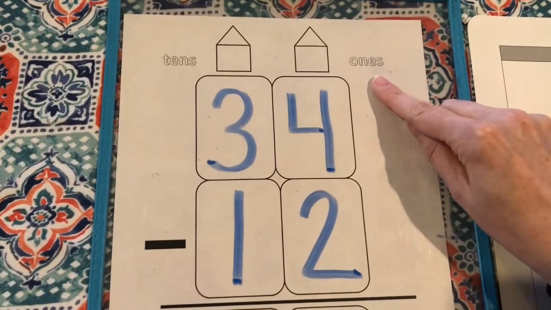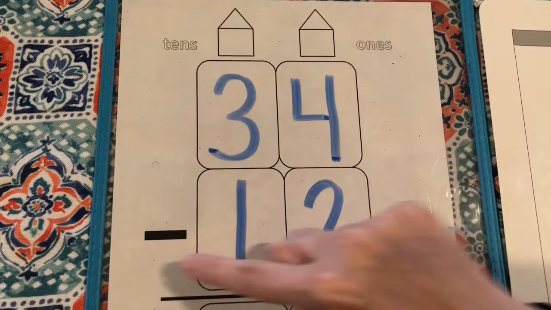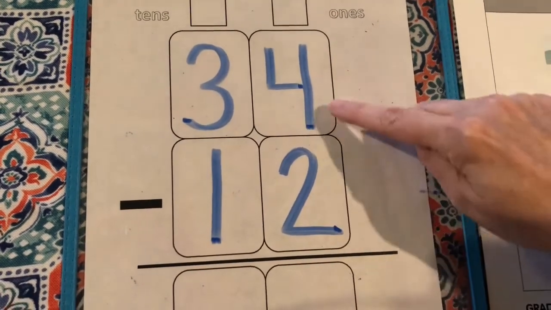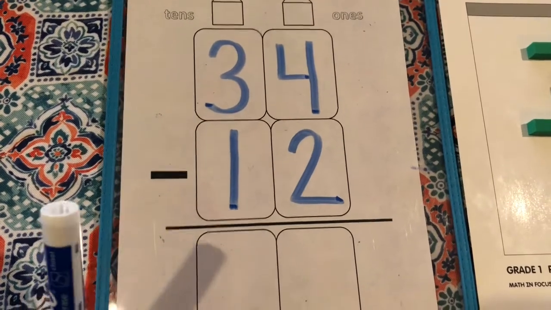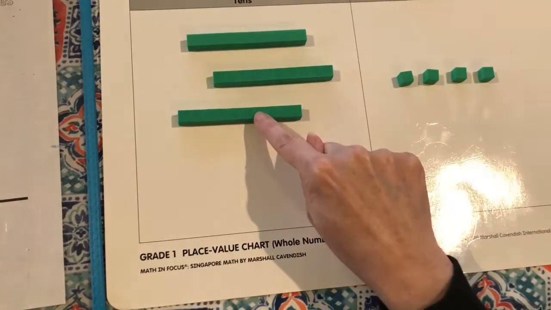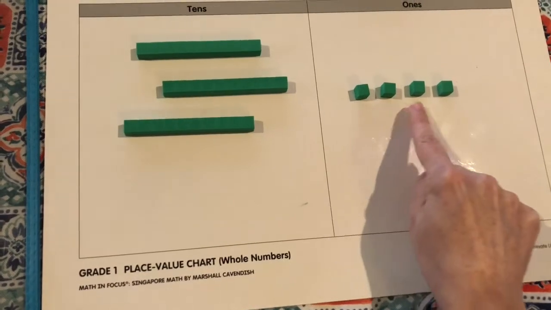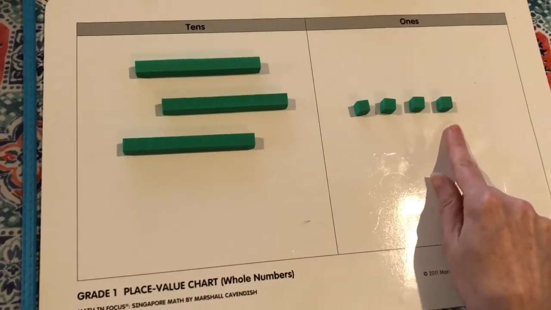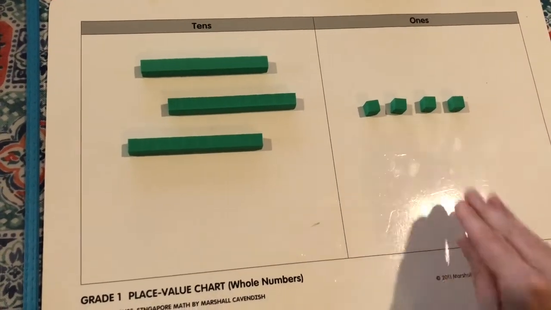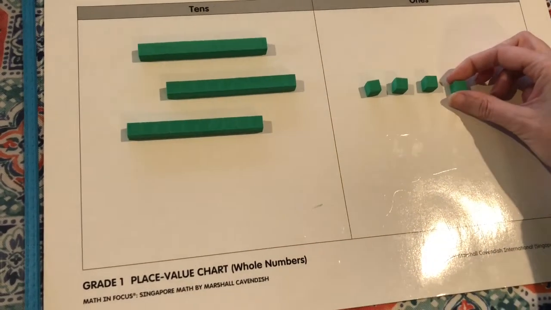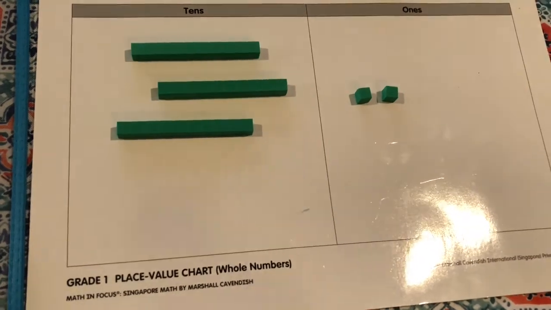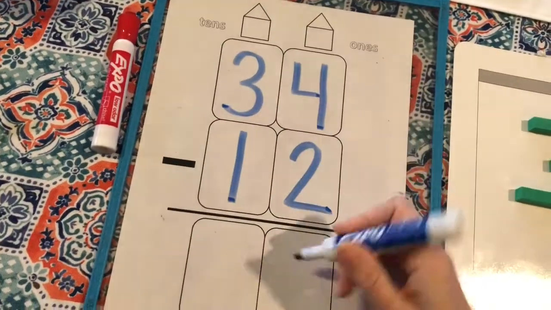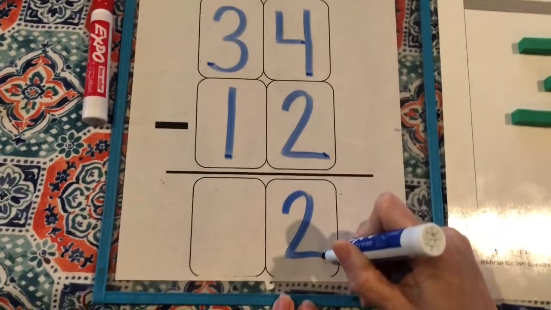So if we look in the ones column, we see 4 minus 2. Let's take a look at our model. We have 10, 20, 30, 31, 32, 33, 34. In the ones column, we're doing 4 minus 2. That means we're taking 2 away. 1, 2. So 4 minus 2, we have 2 left. 4 minus 2 equals 2.